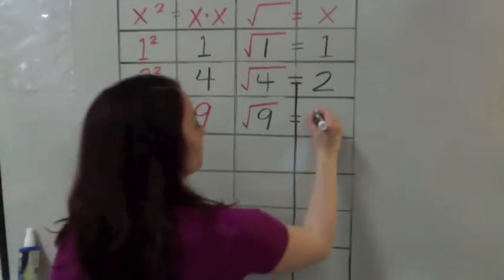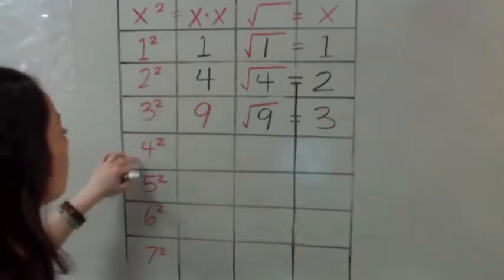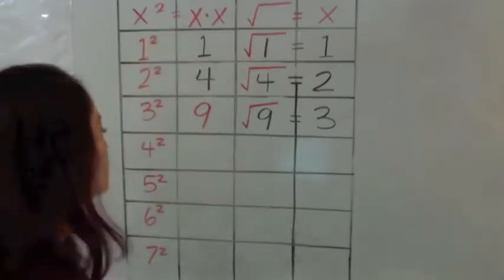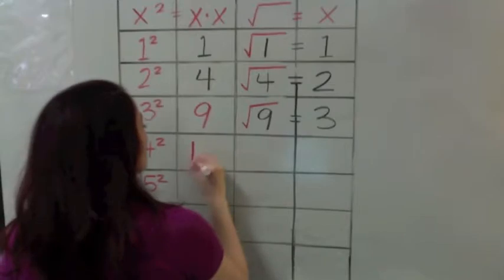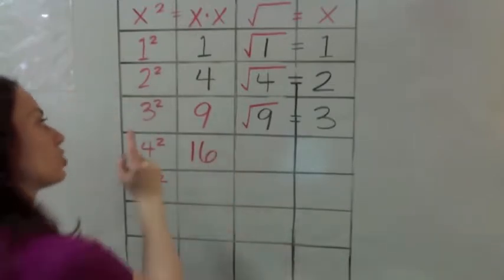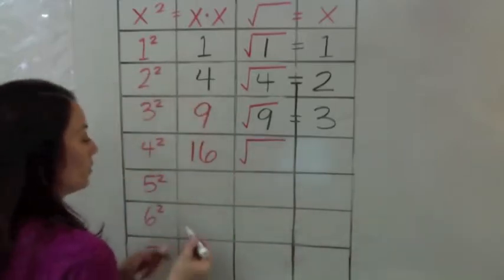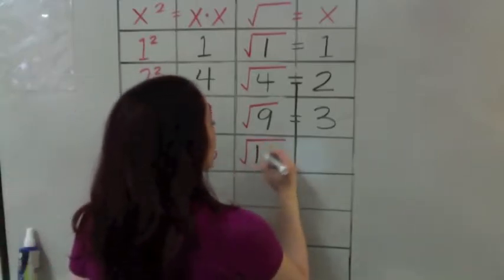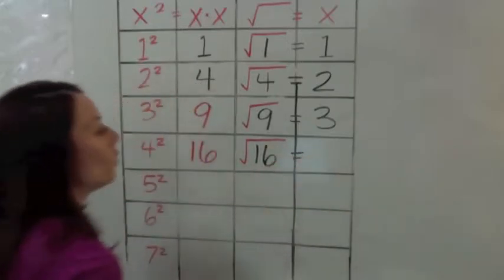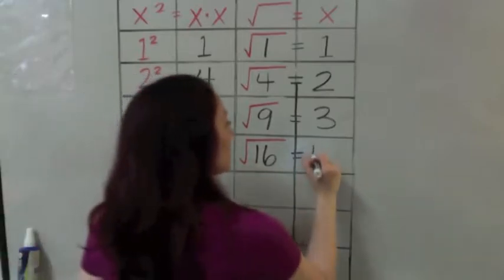It's 3. All right? Let's try 4 squared. 4 squared means 4 times 4. What's 4 times 4? 4 times 4 is 16. All right? If I want to do the opposite of square, I do square root. So the square root of 16 is what? What number times itself gives you 16? It's 4. You getting it yet?